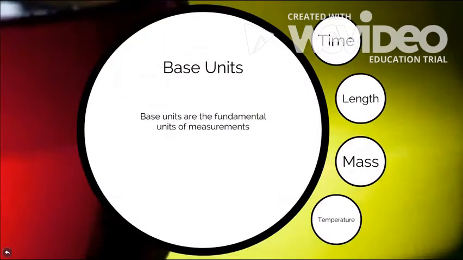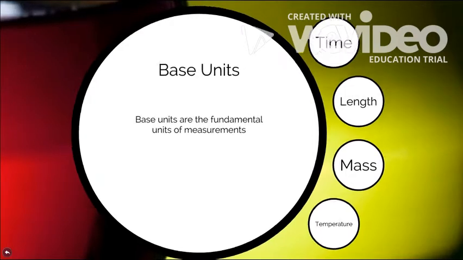All right, so next up we have the base units. You should know that the base units are just the fundamental units that we use for measurements. Every other property that we can measure will be some variation of these base units. But the very basic units we use to describe events or matter are time, length, mass, and temperature.